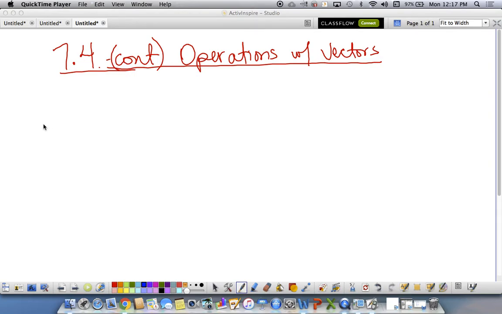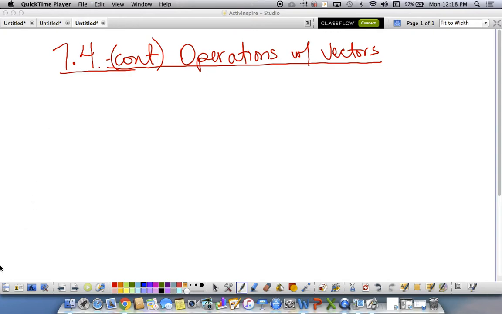Welcome back. We're going to continue with vectors. We're going to talk about operations with vectors. Yesterday we talked about addition of vectors. Today we're going to continue and talk about a few others, okay? Meaning, does a vector have an opposite vector?